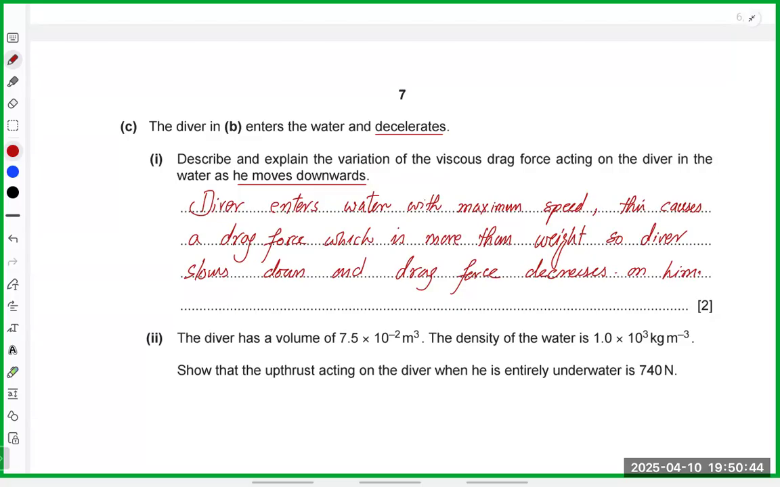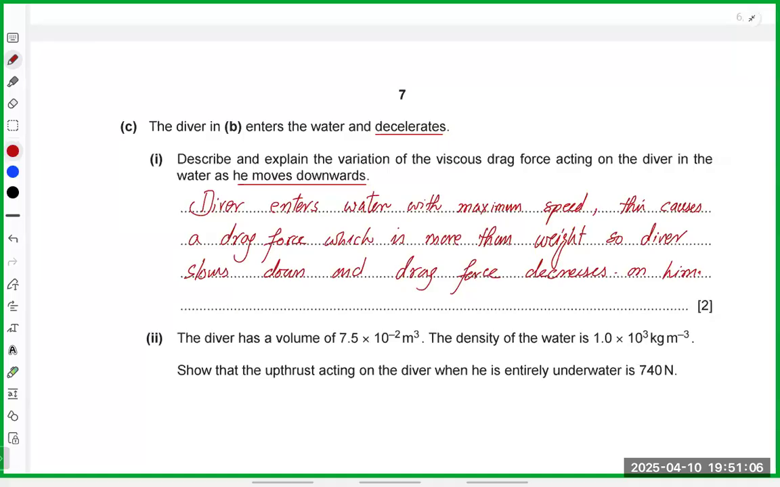Okay, so when the diver goes into the water, speed decreases, and this causes the viscous drag force to decrease. It is different from the normal question. The normal question is that the object is falling down, speed is increasing, drag force increases.